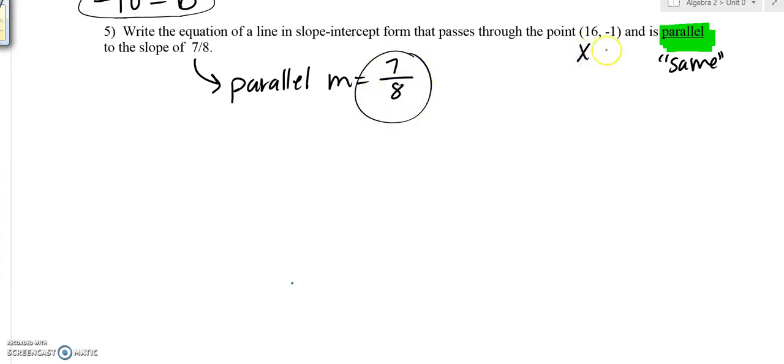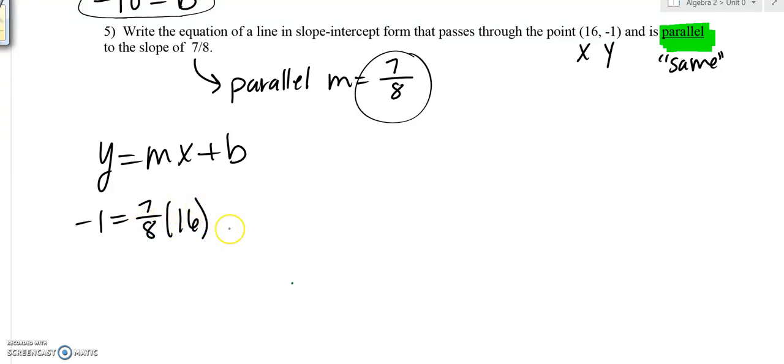The other information it gave me was a coordinate, so x and y. I'm going to go ahead and write down slope-intercept form so I know where to plug in. I know y is -1. I know my parallel slope is 7/8. I know x is 16. And then I'm going to look and solve for b.